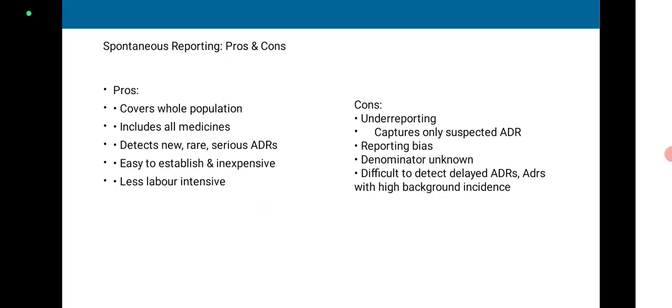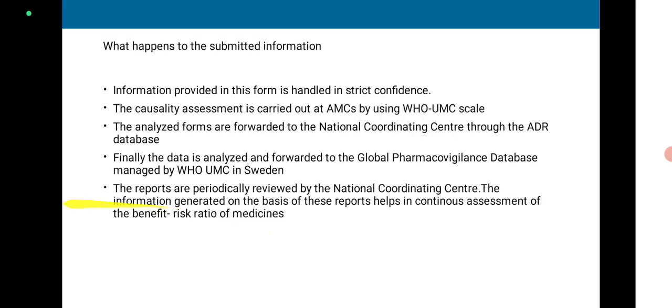What are the pros and cons of spontaneous reporting? The pros: it covers the whole population, includes all medicines, and detects new, rare and serious adverse drug reactions. It is easy to establish, inexpensive and less labor intensive. The cons include underreporting, meaning it captures only suspected ADRs. There are chances of reporting bias. The denominator is unknown; in which population it is being studied, we do not know. It is difficult to detect delayed ADRs, and ADRs with high background incidence are also difficult to identify.